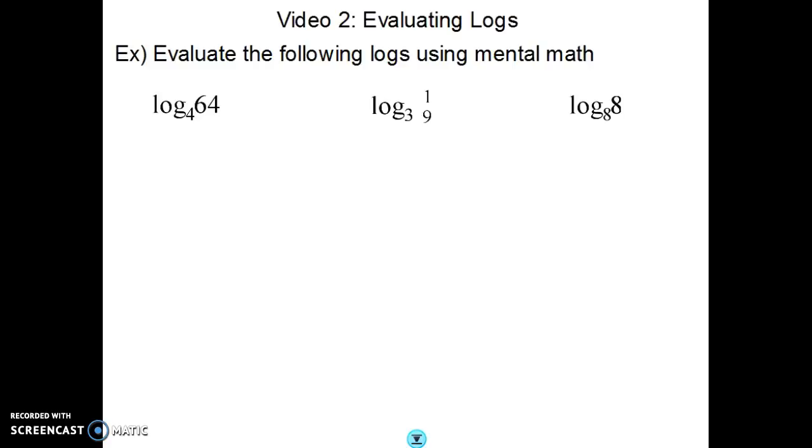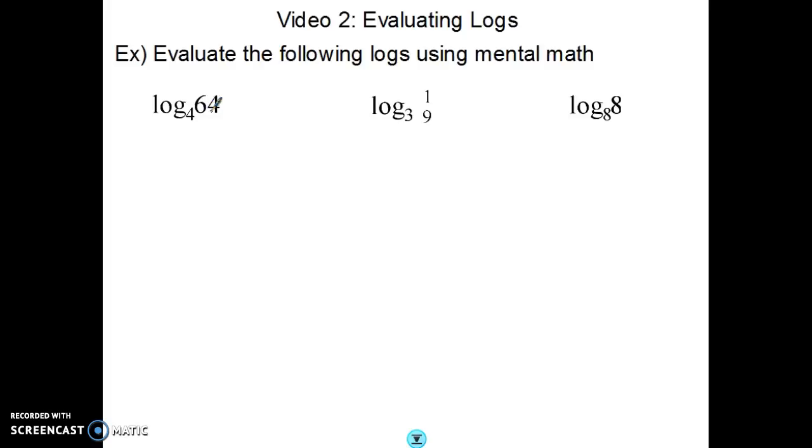In this video, we'll be looking at a couple of different ways to evaluate logarithms, and we'll also be looking at one application problem. For now, one of the best ways we have for evaluating logs is to think about the exponential equation they represent, and then use mental math to figure out what the unknown exponent must be. So for example, if we have log base 4 of 64, we can convert this over to exponential form.